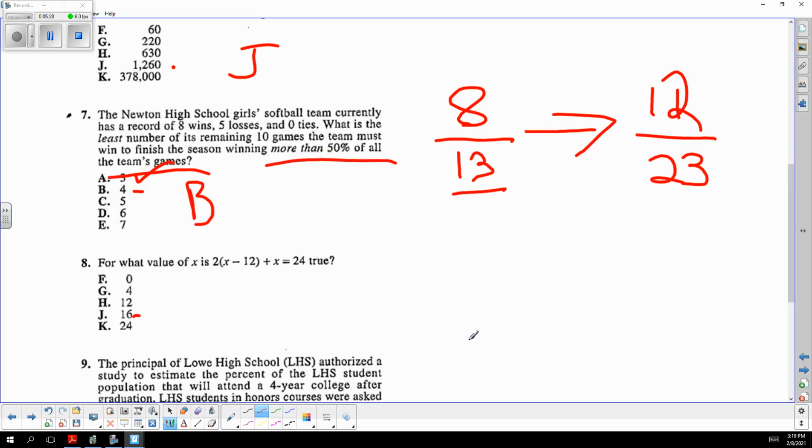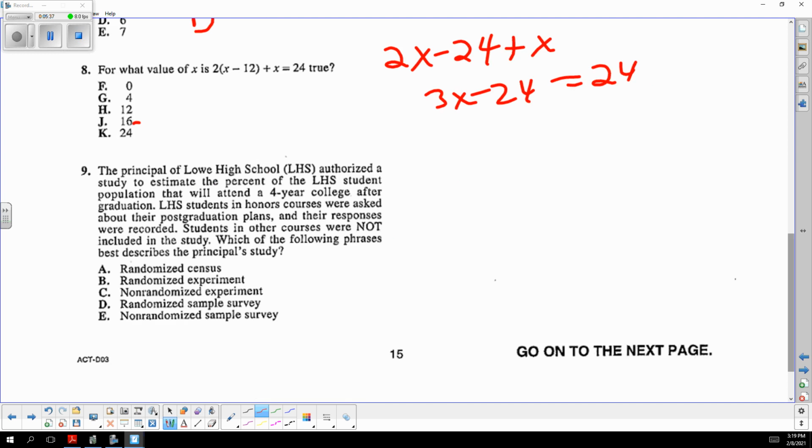If not, you probably just want to distribute the 2, add the x, and then solve it from there by adding 24 and dividing by 3.